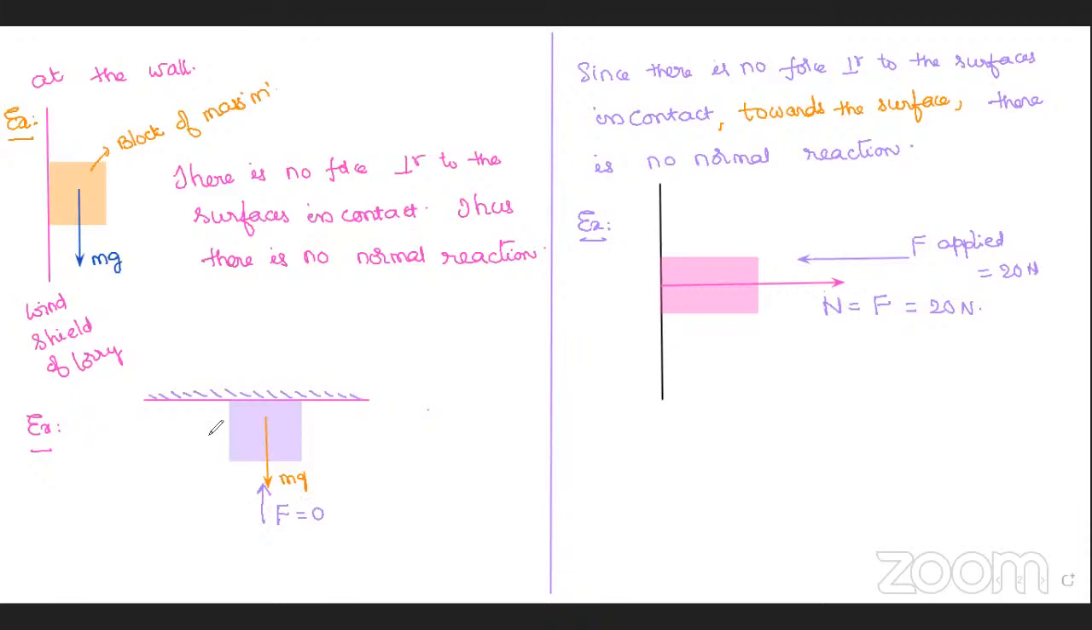Even here also, in the next example, to create the normal reaction, we have to apply the force. That one I am taking here. Now I am applying the force here on the block. I can't keep it in contact. If I leave, it will fall down because of weight. That's why I should apply some force in this direction. Suppose that force F is equal to say 10 newtons. What will be the normal reaction?